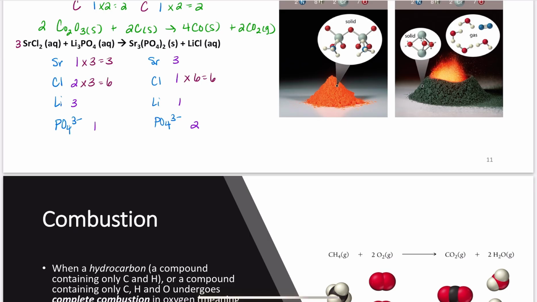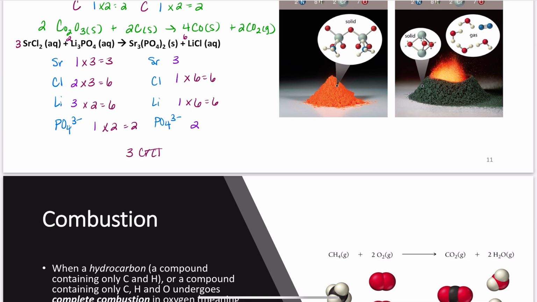So let's go ahead and balance our chlorides. Well, now I need 6 chlorides over here. So I'm going to put 6 in front of the lithium chloride. But that also changed my lithium. Now I need 6 lithium on this side. So multiply that by 2, because I already had 3, and I will rewrite this below in just a sec. But 2 of the Li3PO4 gives me 6 lithium. That changed my phosphate. And now my phosphates match.